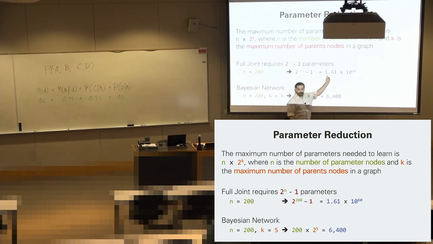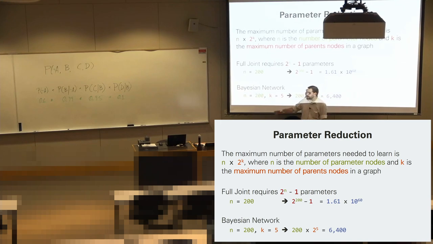Which, when I plugged into Python, gave a really big number that I did not want to somehow try and write on my PowerPoint, right? Look at that. 1.6 times 10 to the 60th, right? Just a big number of possible things I've got to count, right?